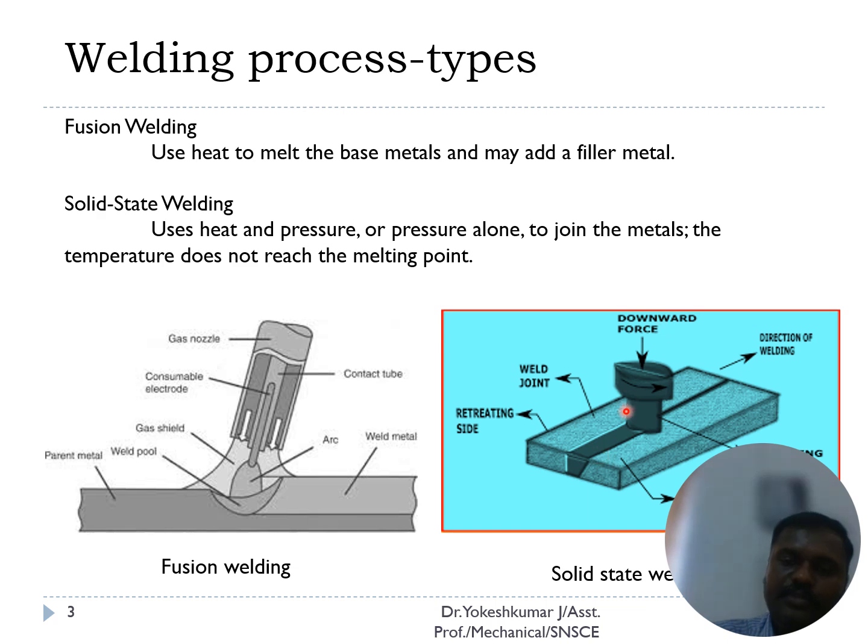With this downward force, the tool is moved transversely from one end of the joint to the other end of the joint. Then finally we have a welded joint produced by means of a solid state welding process.